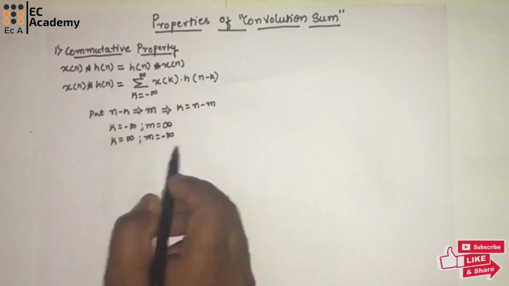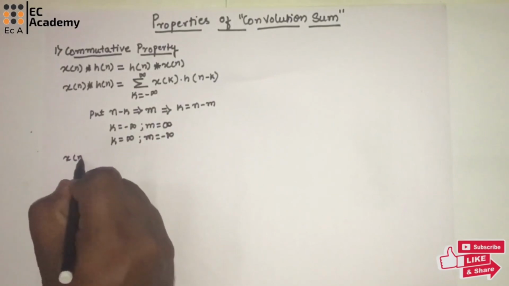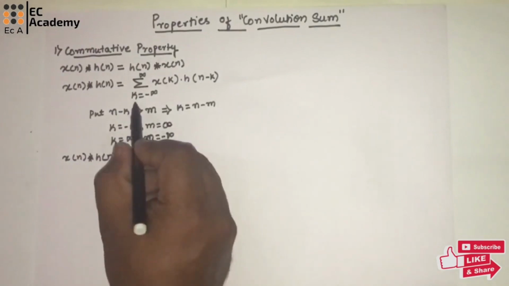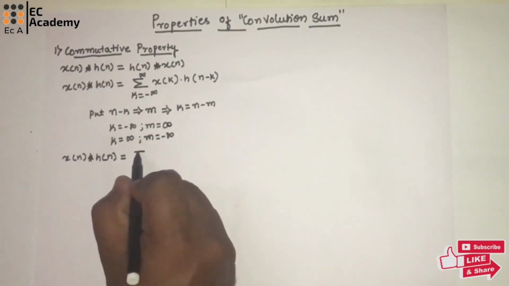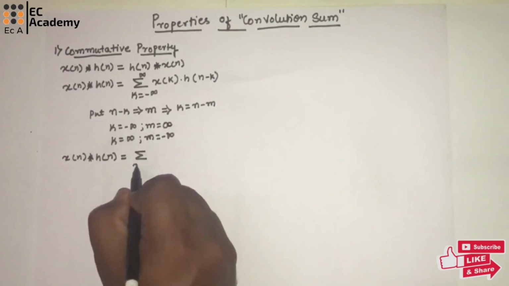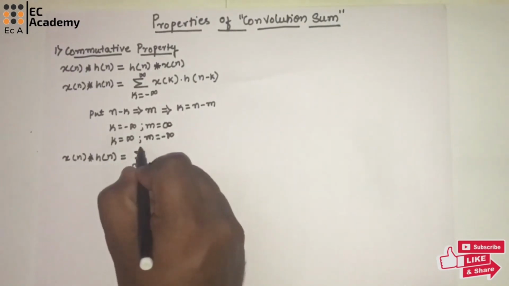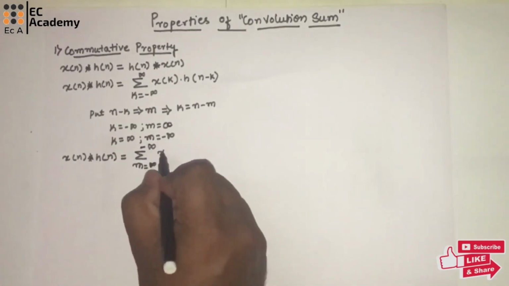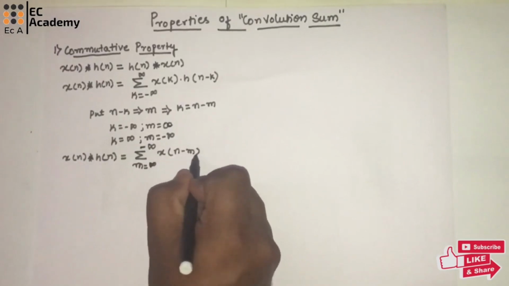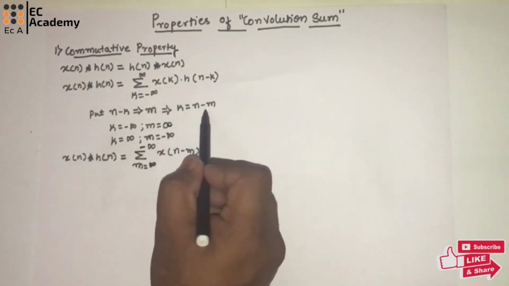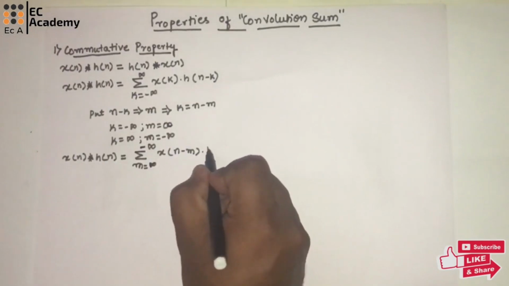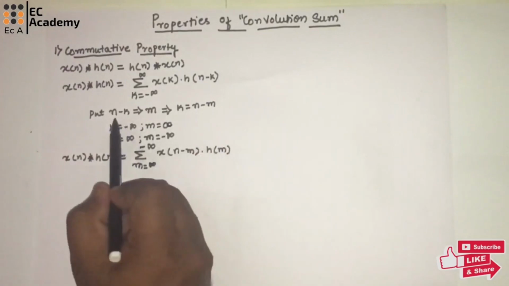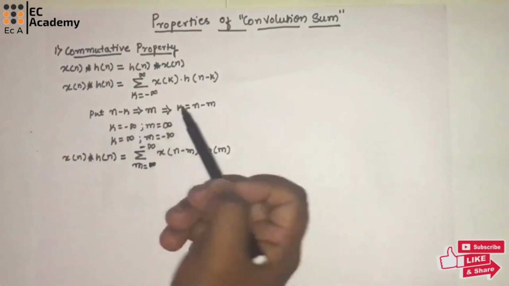So using this we can write the above equation as x of n convoluted with h of n is equal to, in place of k we can write it as summation of m. So we can take that as summation of m is equal to infinity to minus infinity x of n minus m. So in place of k we are writing n minus m into h of m. So in place of n minus k we are writing m.